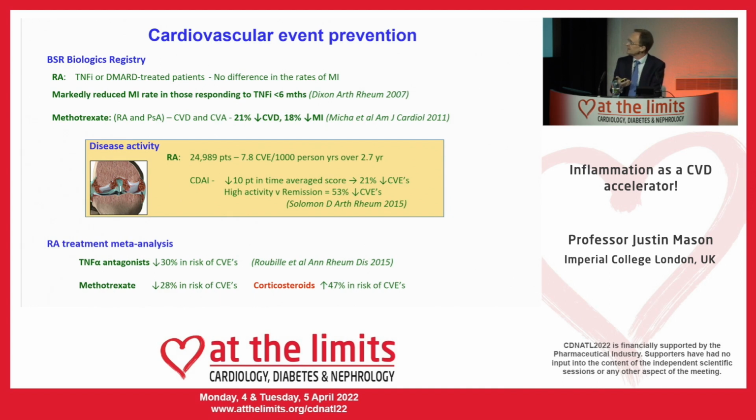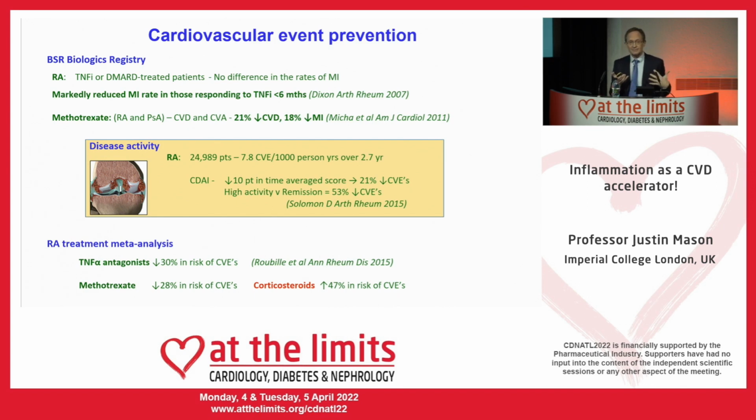This first came up in the British Society of Rheumatology Biologics Registry, where they took a subset of patients who responded very effectively in terms of rheumatoid disease activity to the introduction of an anti-TNF agent within the first 6 months of treatment. And then they began to see a reduction in the risk of myocardial infarction in these patients. Subsequent studies from Meeker and colleagues illustrated that the commonly used antirheumatic drug methotrexate can also, in responders, reduce the risk of cardiovascular disease and stroke by around 20%.